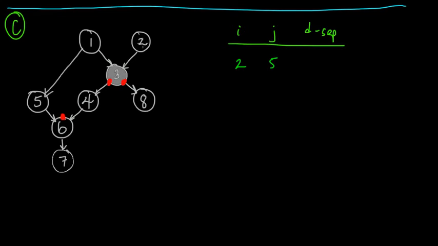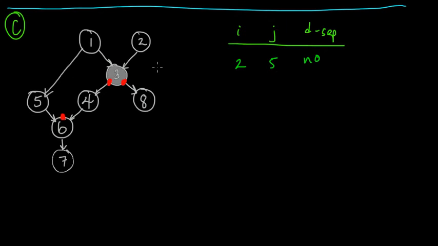Let's see. How can we get from 2 to 5? We could go 2, 3, 4, 6, 5, and that's blocked because it would have to go through both stop signs. And there's another path, 2, 3, 1, 5. Is that blocked? No, it's not blocked. So these are not d-separated.